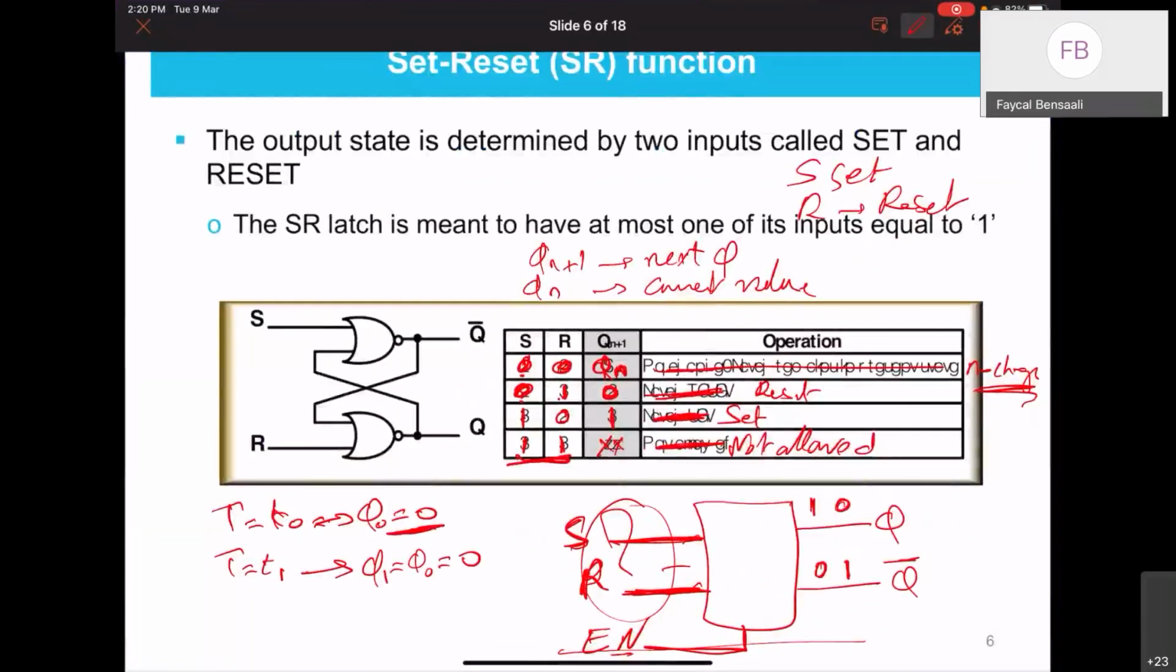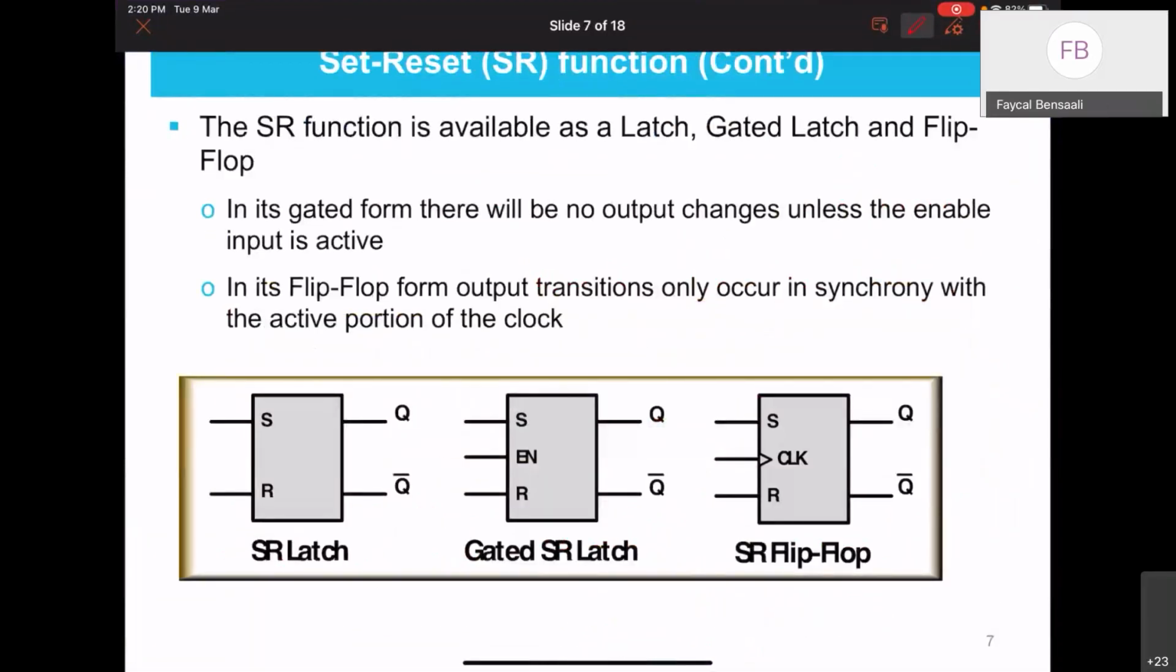So this is for the SR function. Those are the symbols for the component. So this is an SR latch, for example. We just use a square and we put S, R, Q, Q bar. This is the gated latch. In addition to SR, we have this enable. And for the flip-flop, in addition to the SR, of course, Q and Q bar is always there.